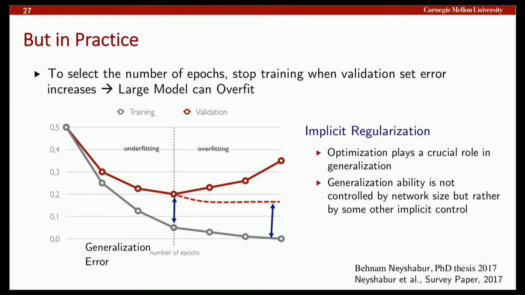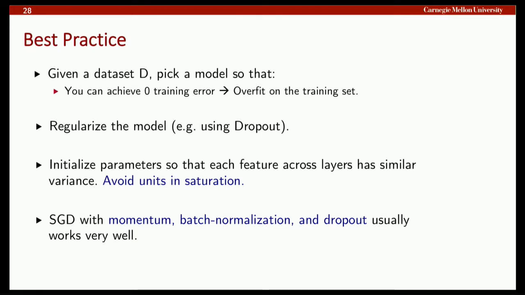Now, when we think about what's best in practice, how do we actually do it? Think of it as an engineer sitting in a big IT company, trying to achieve state-of-the-art on some new data set. The idea is the following. Given some data set D, you pick a model so that you achieve zero training error. Think of it as completely overfitting on the training set. That allows you to do two things. It allows you to check that your code is correct, because at least you can overfit on your training set. And it also allows you to figure out the largest capacity of the model, so you can perfectly fit your training data.